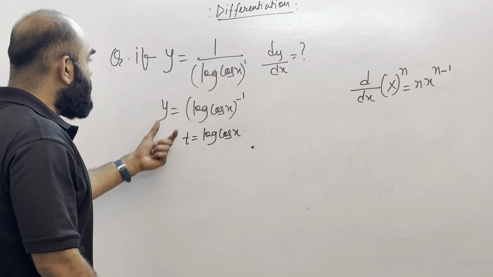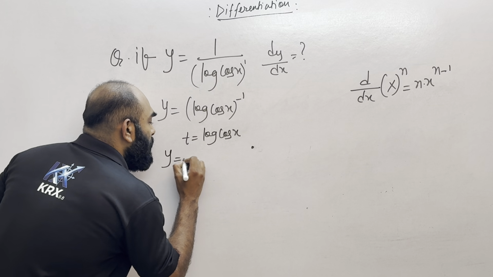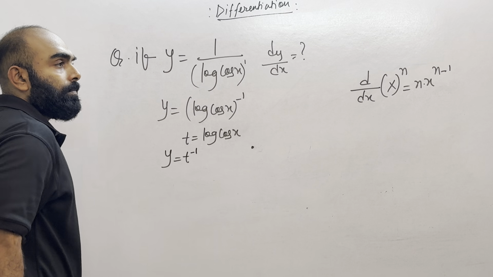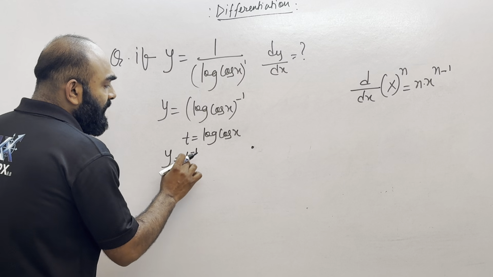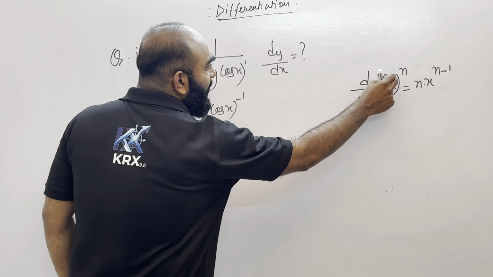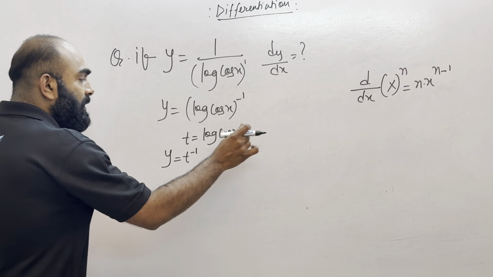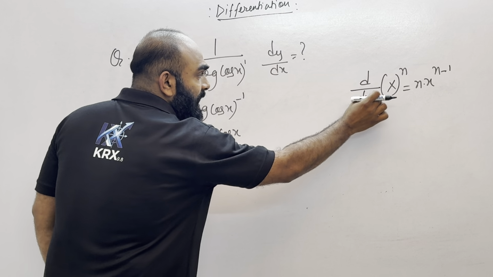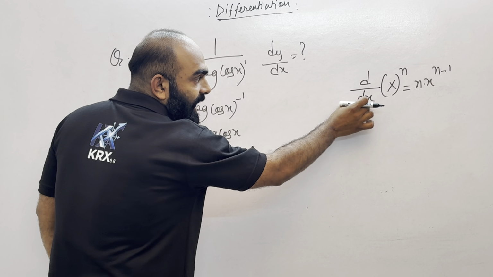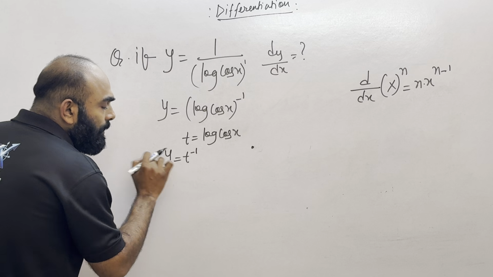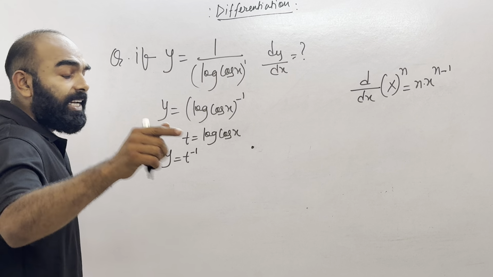Okay. So this function will become y is equal to t to the power minus 1. If I have to differentiate again, t to the power minus 1 is the same thing as the x to the power n form. It will be differentiated in that form only. If it is x, it is differentiated with respect to dx. So if we have t, it will be differentiated with respect to dt.